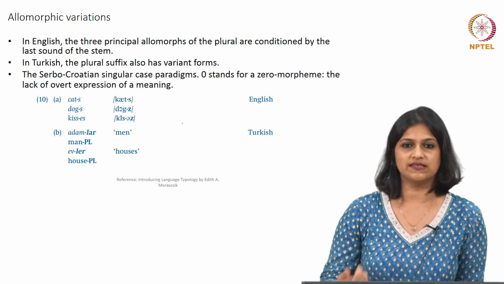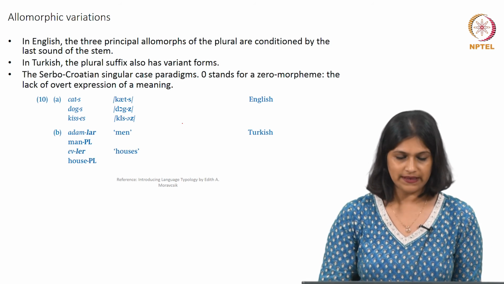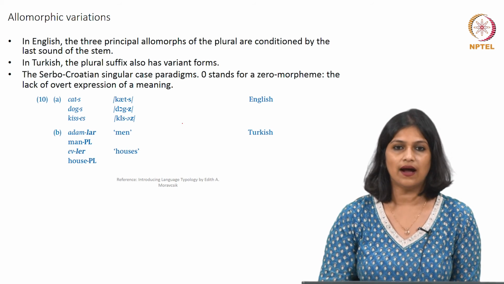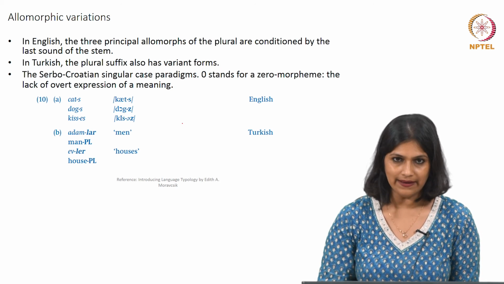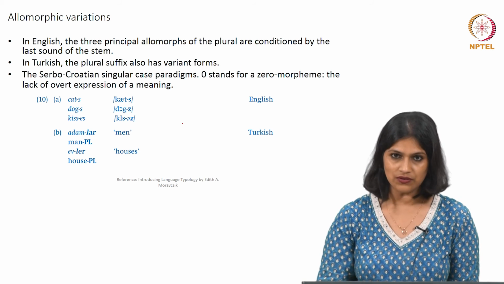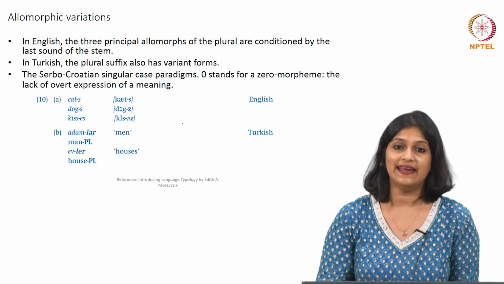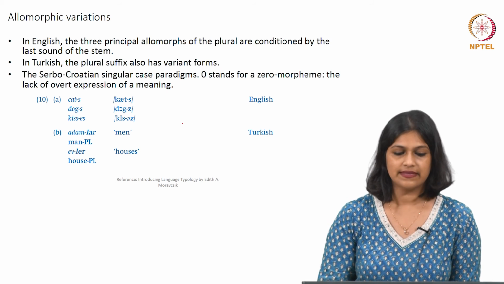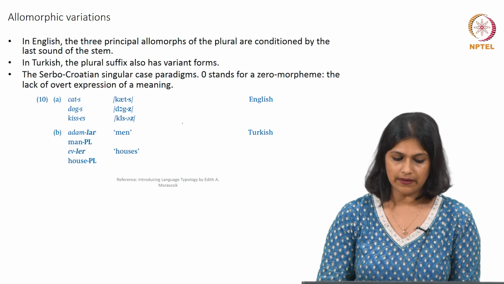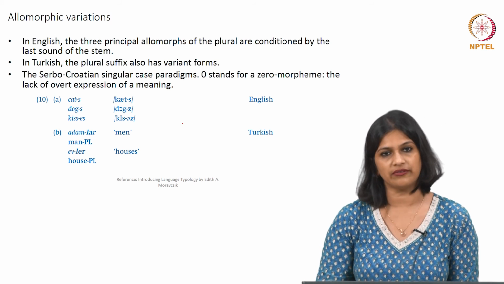Let us compare this with Turkish and how Turkish is different. The first example in 10B is men. Men is the plural of man. So, Adam, lar. Adam is the man and lar is the plural marker. When it is ev, which means house, we have already checked it in the previous Turkish data, it becomes ler. So, lar and ler, these plural suffixes have variant forms. However, they mean the same. So, that is also going to be in the category of allomorphic variations.